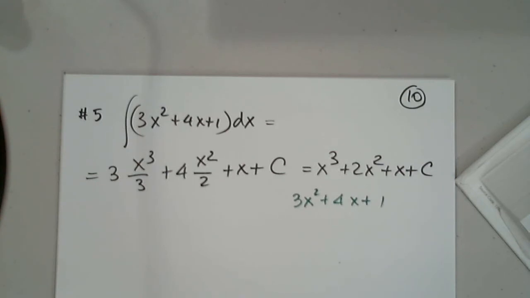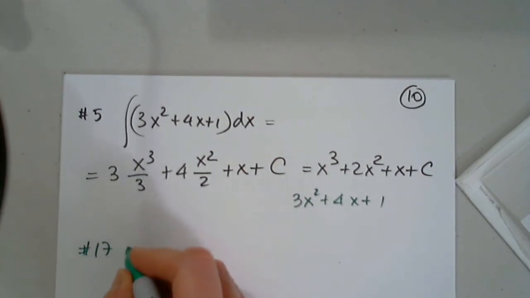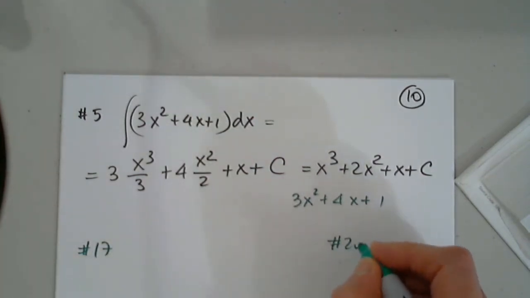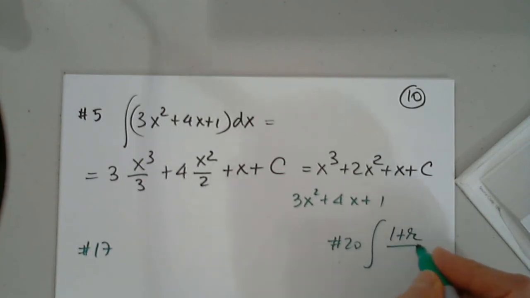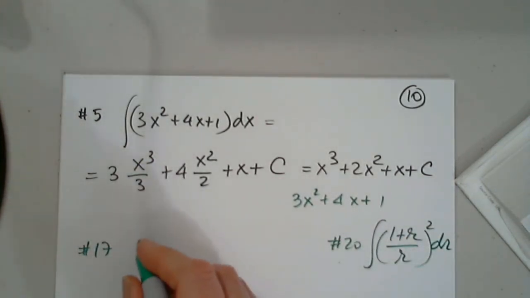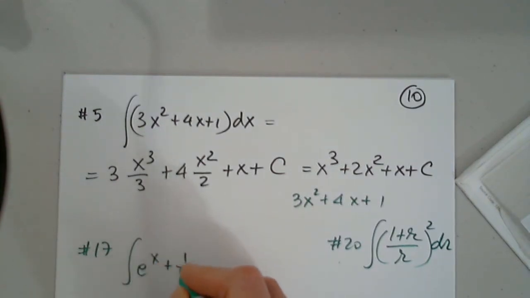About 20. Very good, 20. Let's start with 20. I wanted to do 17 before 20, but if you allow me, if that's okay, and then I'll copy 20. I'll copy 20 on the side as well. So the integral of 1 plus r over r squared dr. And I'm copying the integral of e to the x plus 1 over x dx.